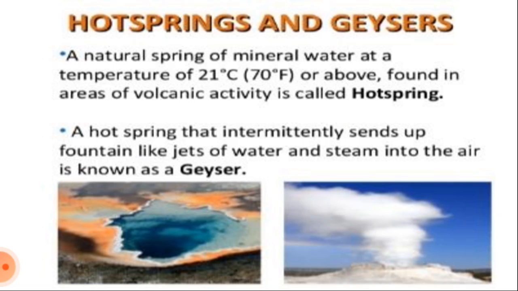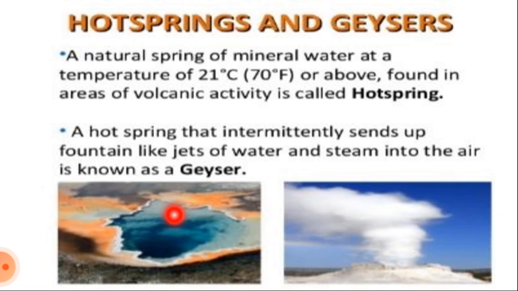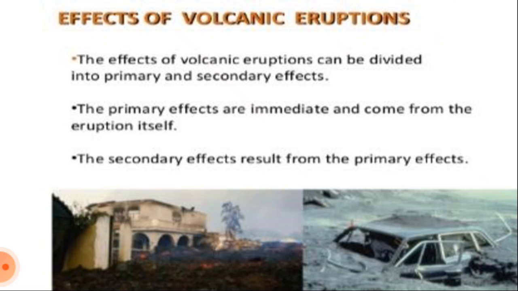Now let us know something about hot springs and geysers. A natural spring of mineral water at a temperature of 20 degrees Celsius, 21 degrees Celsius or above, found in the area of volcanic activities is called hot spring. A hot spring that intermittently sends up fountain-like jets of water and steam into the air is known as geyser. So this is a hot spring. This is a geyser.